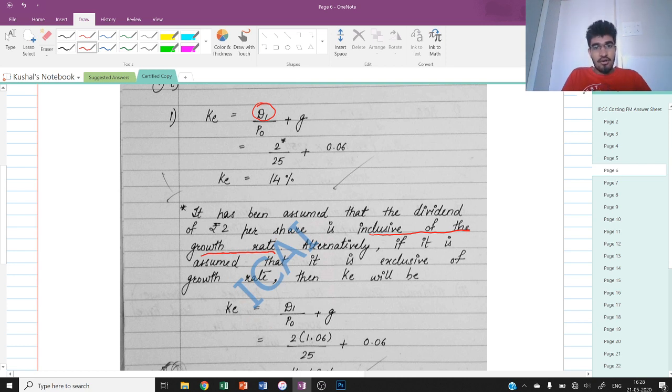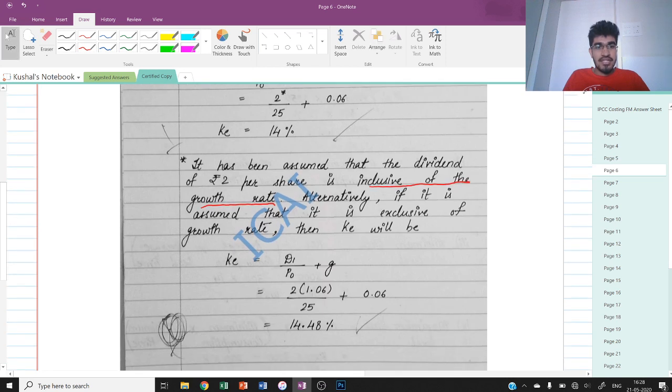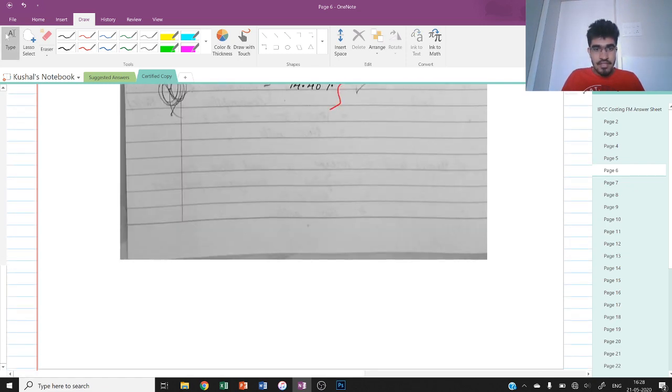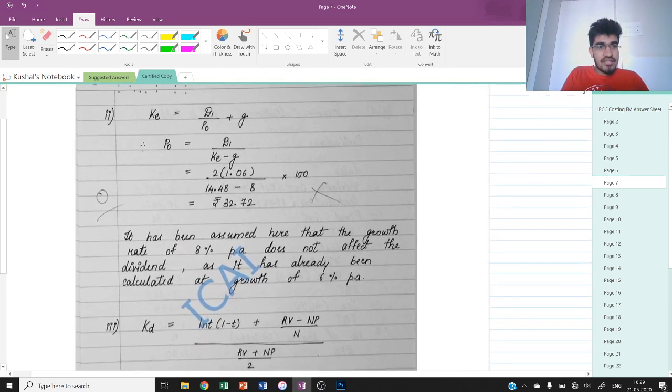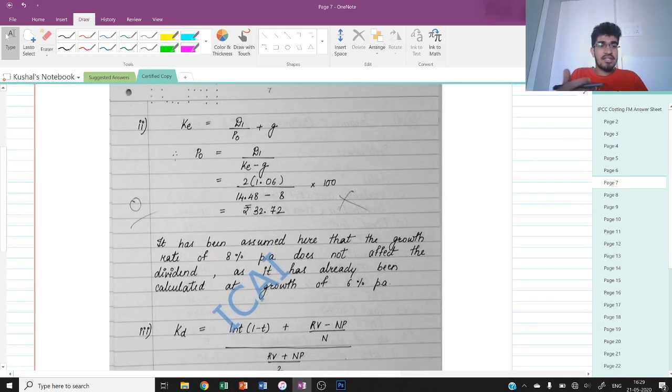I had also written an alternative answer wherein I had assumed that if the growth rate is not incorporated, then the answer would be different. Meaning that alternatively, if it is assumed that it is exclusive of growth rate, then the K would be different. So I have multiplied the growth rate over here and I have computed an alternative answer. So this is the cost of equity. Now this is where I made the mistake. Okay, I didn't make a mistake, to be very frank. I had written the assumption, but then this assumption was not valid at all.